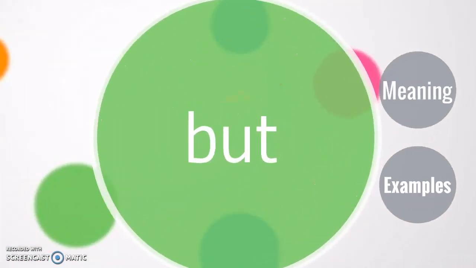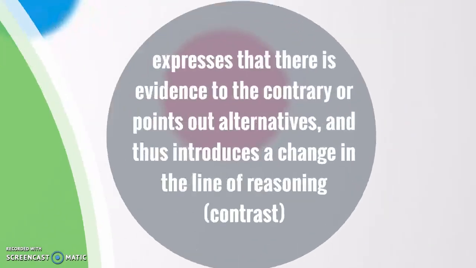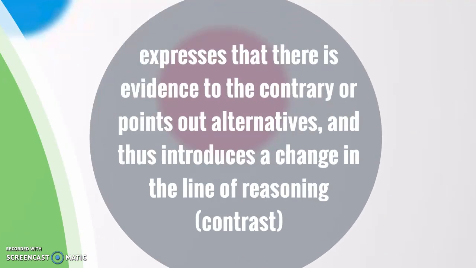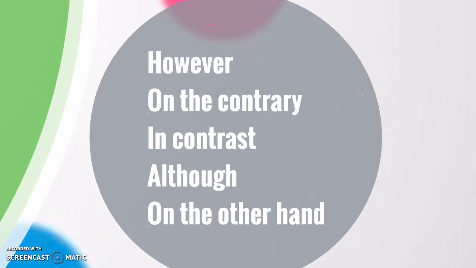Awesome. So transition word number 2 is little but. And but expresses that there's evidence to the contrary or alternative that's going to be presented. So we're wanting the reader to think, okay, that's what he said, but now we're changing, right? We're showing the opposite or a contrasting view. And so here are some words to help achieve that thought. However, on the contrary, in contrast, although, and on the other hand.